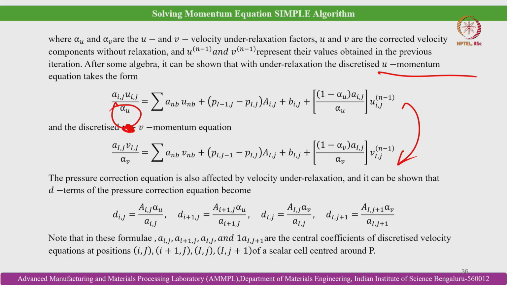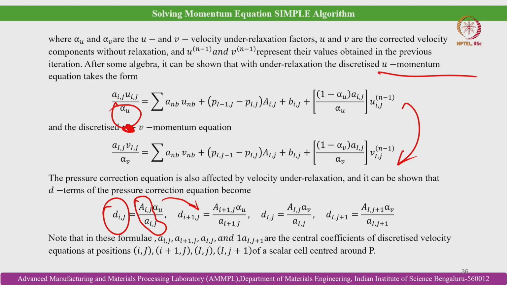Likewise, the pressure correction equation is also affected by velocity under relaxation, and it can be shown that the d term of the pressure correction equation becomes d I j is equal to alpha u times a capital A I j divided by small a I j. Earlier we had estimated the coefficients d I j as only capital A I j divided by small a I j. Now we are multiplying it with the under relaxation factor alpha u. Similar things are done for d I plus 1 capital J, d capital I small j, and d capital I small j plus 1.